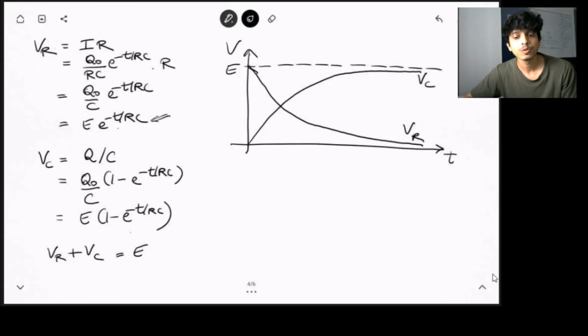So this concludes our discussion about what happens when you have an RC circuit, RC series circuit, so a circuit in which a resistor and a capacitor are in series with a DC source, and you are charging. So charging is done. Next we are going to see what happens when you are discharging the circuit.